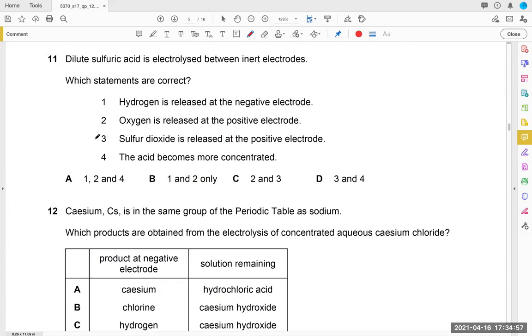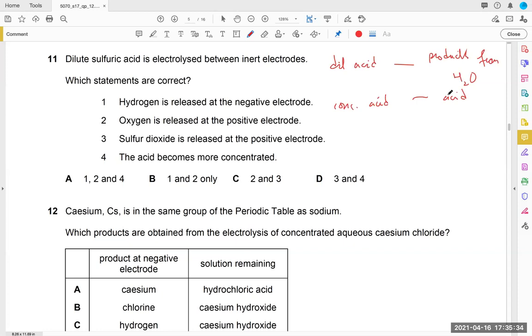Dilute sulfuric acid is electrolyzed between inert electrodes. I told you that if you have dilute acid, then it is water that breaks down, which means hydrogen will come, oxygen will come. If you have concentrated acid, then it is the acid that breaks down. Keep this in mind. Dilute acid, products from water, and concentrated acid, products from acid. So if you have concentrated HCl, then there will be hydrogen and chlorine. But if it is dilute HCl, then there will be hydrogen and oxygen because water is the one that's breaking down.